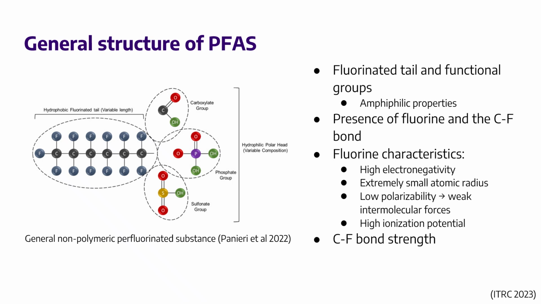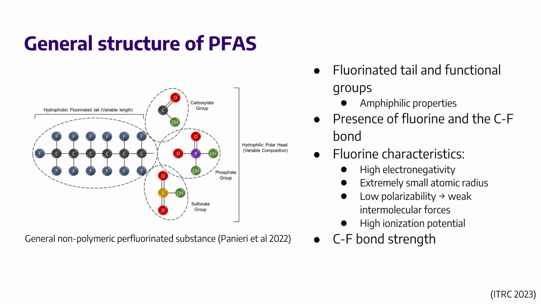It's important to remember that structure equals function. So the general structure of PFAS is based on fluorinated tails and the functional groups. So you can see in that graphic on the left, there is a hydrophobic fluorinated tail, and that can vary in length. And the PFAS molecules usually have a hydrophilic polar head, and that can be fulfilled with various functional groups.